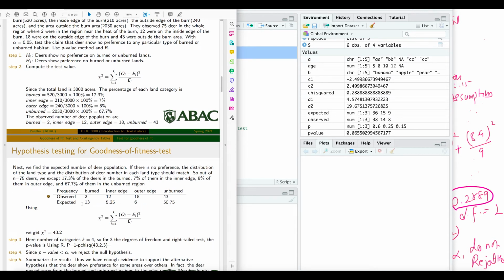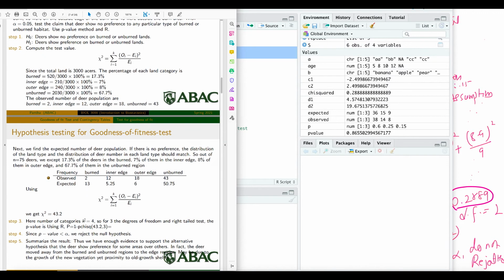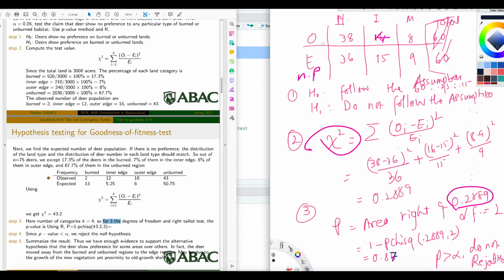Okay. So now you do the exact same thing. Chi-square equals the sum of (Oi minus Ei) squared divided by Ei. 2 minus 13, squared, divided by 13. 12 minus 5.25, squared, divided by that. This minus that, squared, divided, and so on. So you will get chi-square equals 43.2. That's a big value there, right? Now, here the number of categories is k equals 4. So the degrees of freedom is 3. Okay, you do exactly the same steps I discussed here.